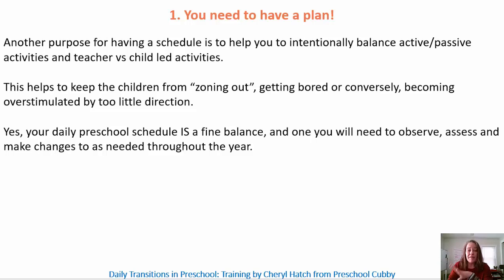So you're going to need to observe, assess, and make changes as needed throughout the year. A preschool schedule is not necessarily something that you post on the wall and it stays like that for the year or for years to come. Each group of your children is going to be different.